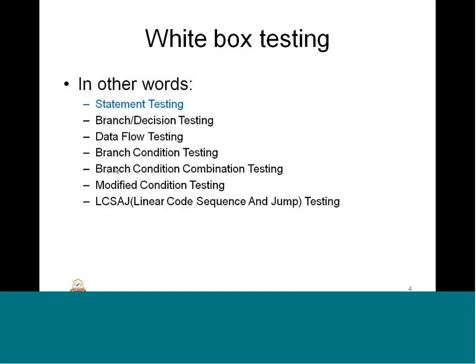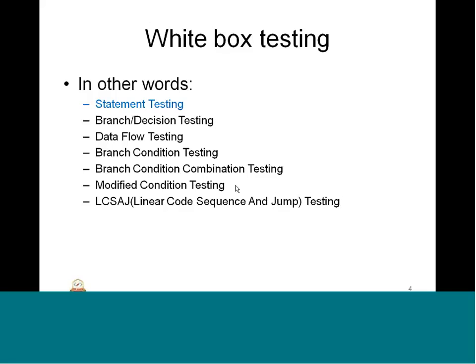The next one is a test case design technique in which test cases are designed to execute combination of branch condition outcomes. That means we have different combinations of the branches. That is done with the help of branch condition combination testing. The next one is the modified condition testing. Here in this design technique, test cases are designed to execute branch condition outcomes that independently affect a decision outcome. That means the independency of that decision will be taken or considered in this modified condition testing.